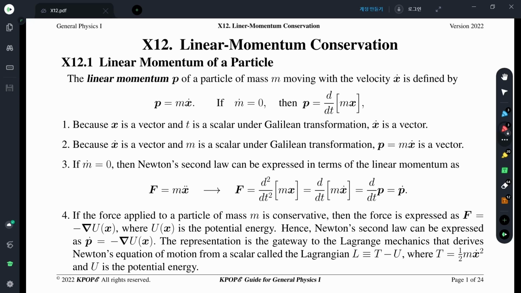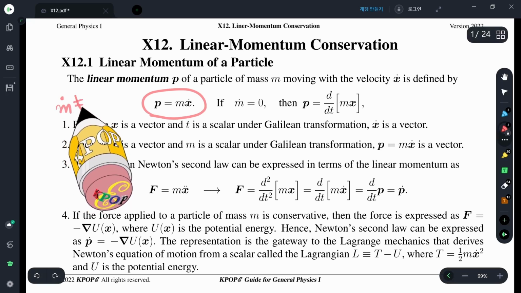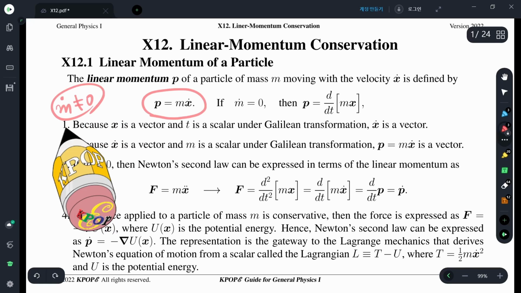Let us recall the definition of linear momentum. This definition is true for both non-relativistic theory and relativistic theory. In relativistic theory, we have m dot in general non-zero. But today, we simply restrict ourselves to the non-relativistic case, in which the center of momentum frame is identical to the center of mass frame.